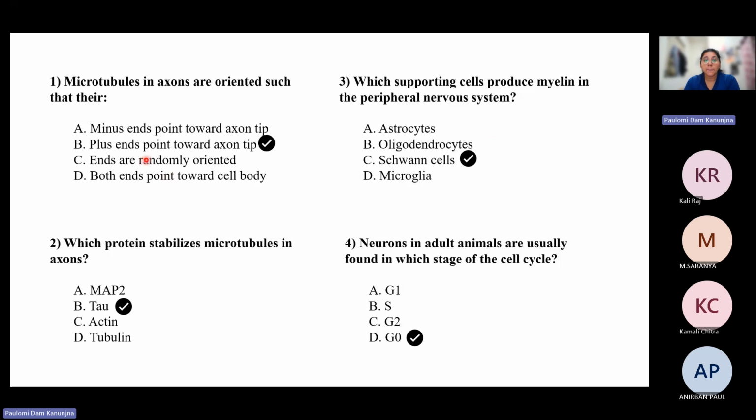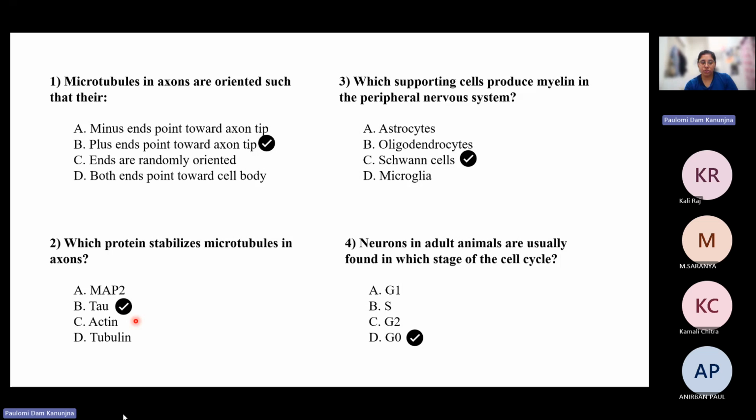Now coming to this, microtubules and axons are oriented such that their plus ends point toward the axon tip, and the tau protein stabilizes the microtubules in the axons. I will just quickly tell you what microtubules and axons are referring to and what these plus and minus are. The microtubules that we know already from the previous discussion, in axons they have uniform polarity, right? So you have a minus end. Minus means facing towards the cell body.